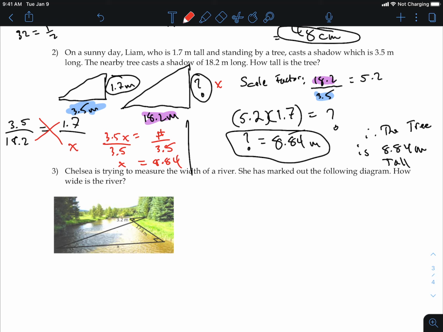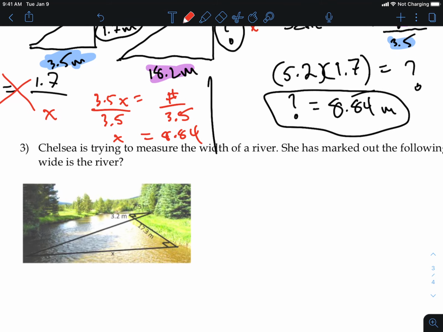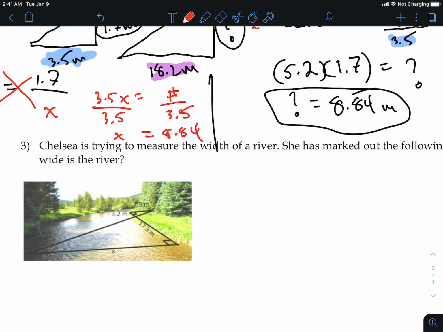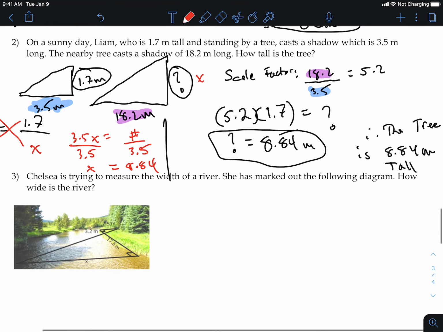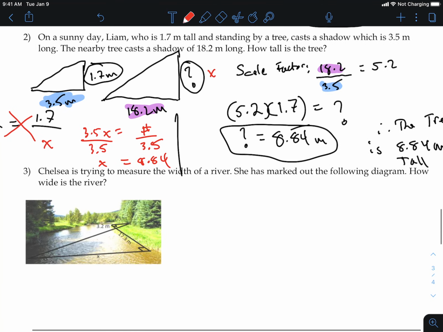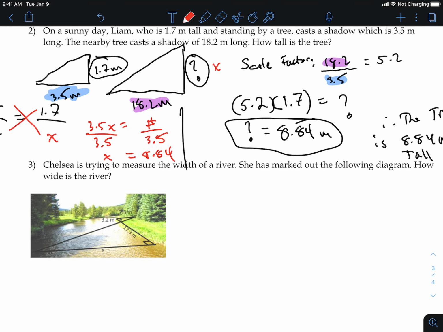Okay, let's take a look at this question. You guys can probably see this a little better on your sheet because I lightened the picture off. Basically what you got going on here is Chelsea's trying to measure the width of a river, and she marked out the following diagram. How wide is the river?